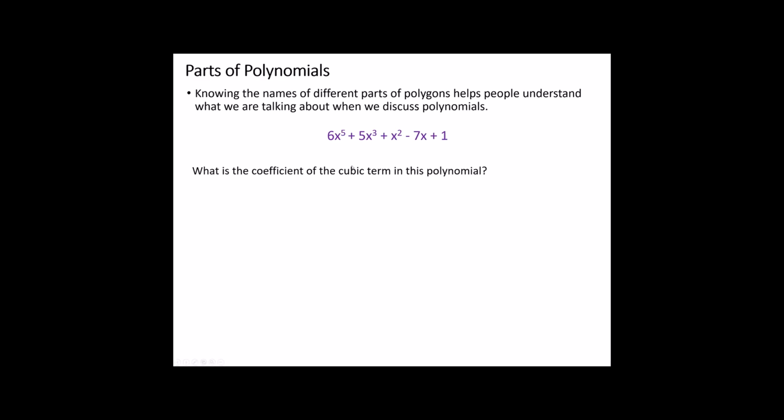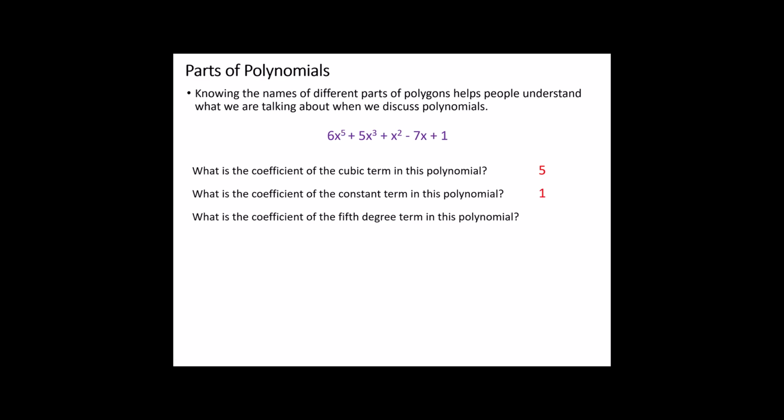The cubic term, cubic you'll remember means x to the 3rd power. So what I'm asking you is, in this monomial right here, the cubic monomial, what is the coefficient? Well, that's the number in front, so the coefficient is a 5. How about this? What is the coefficient of the constant term? Remember the constant term is the x to the 0 term, which is this one over here. Your coefficient is a 1. What's the coefficient of the 5th degree term? Hopefully you realize it's 6.